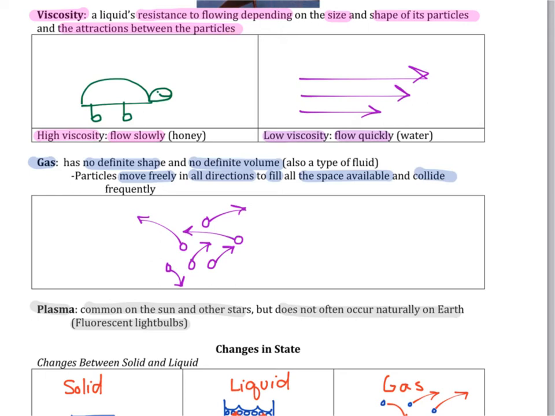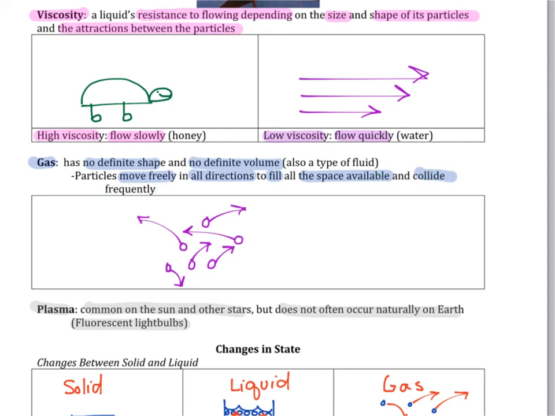Gas is another phase of matter. So a gas has no definite shape and no definite volume. It also is considered a type of fluid. In a gas, particles move freely in all directions to fill the space that is available, and they collide frequently.